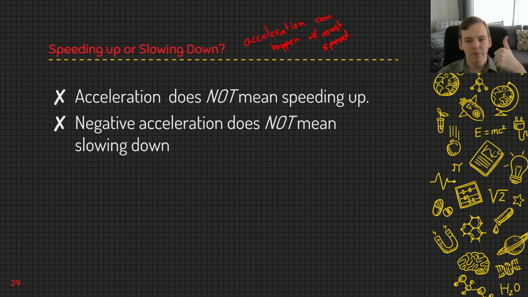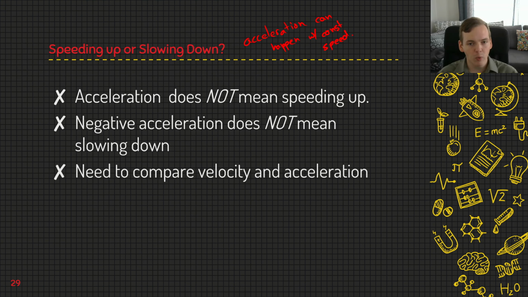So if you're speeding up, that will be acceleration. If you're slowing down, that's acceleration. If you're changing direction, that's acceleration. Positive and negative don't necessarily tell you what's happening in those cases. In order to know whether something's speeding up or slowing down, you have to compare the velocity and the acceleration.